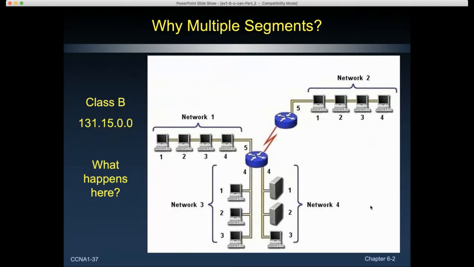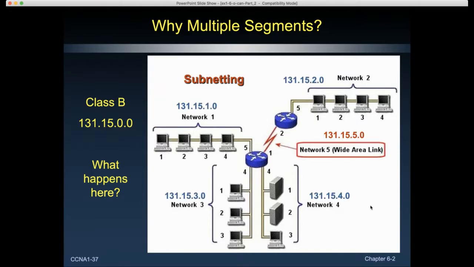So let's take this 131.15 network and divide it up. And this is totally arbitrary. We're going to just make sure we use unique numbers. And we have the 1 dot network and the 2 dot network and the 3 dot network and the 4 dot network and the 5 dot network in red. That's a leased telephone link that connects the networks together.